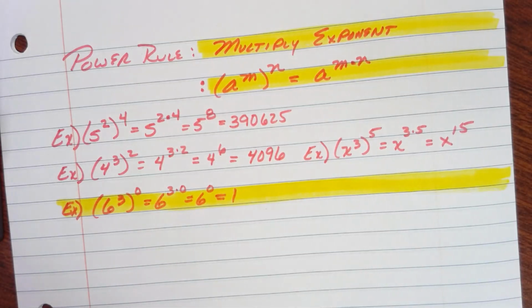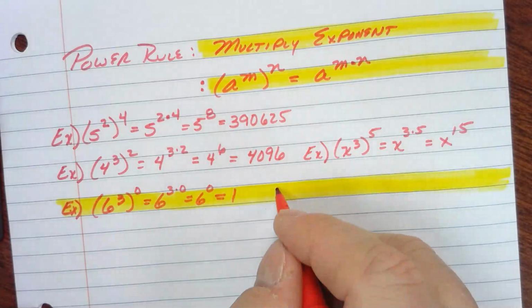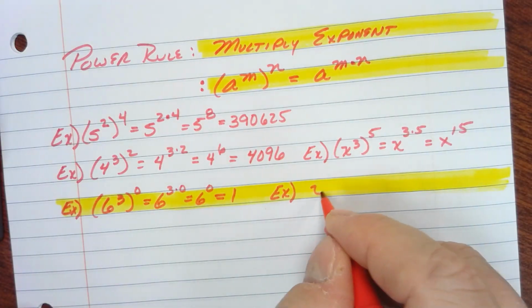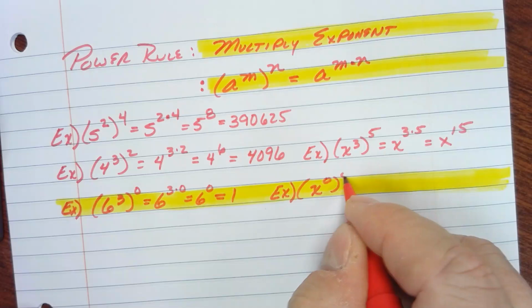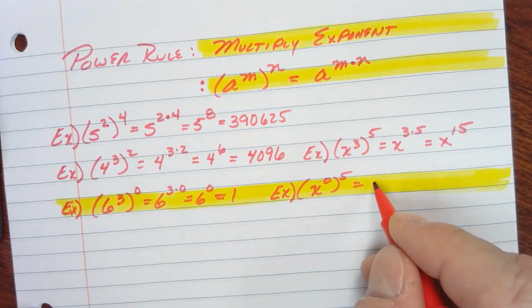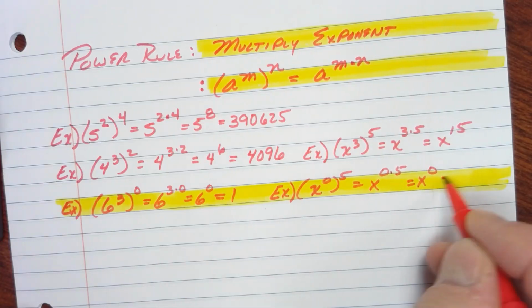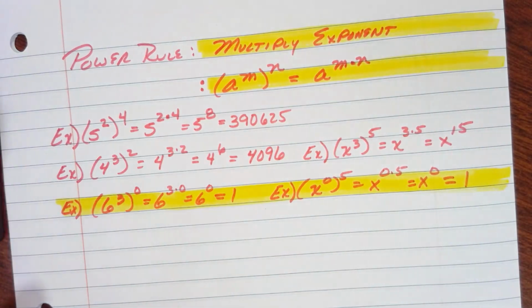That's from last week. The second example says x to the 0 raised to the 5th power, which is x to the 0 times 5, or x to the 0. Again, anything raised to the 0 power is 1.